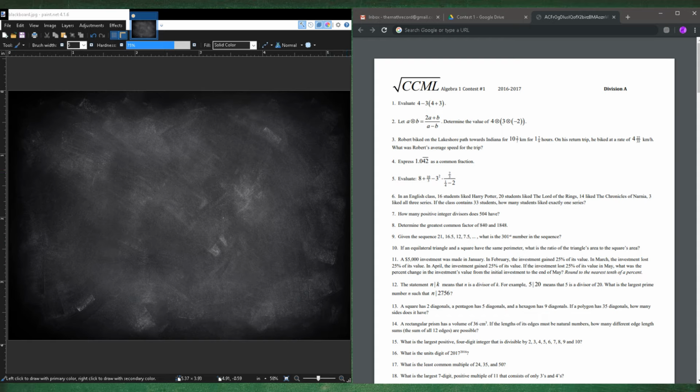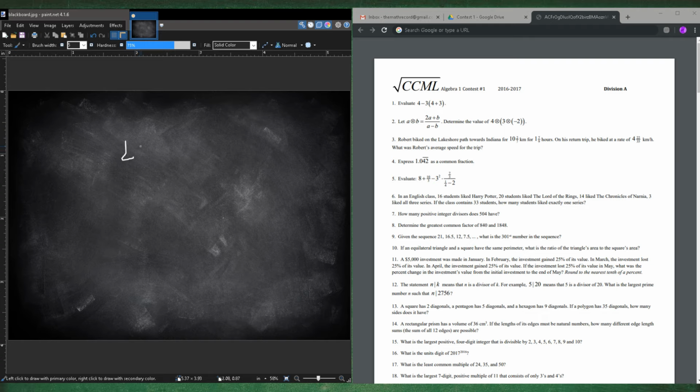So we had to look for the total distance over the time. So basically, we have the total distance, the distance for half the way because he's going to Indiana, and then from the lakeshore path to Indiana, and then Indiana back to the lakeshore path. So he's going twice this distance. So it's 2 times 10 and 2/7 all over whatever his time.